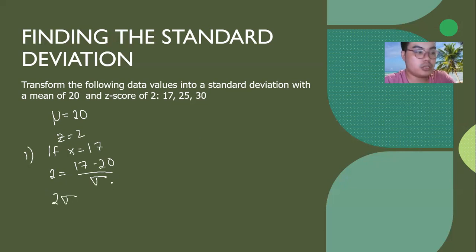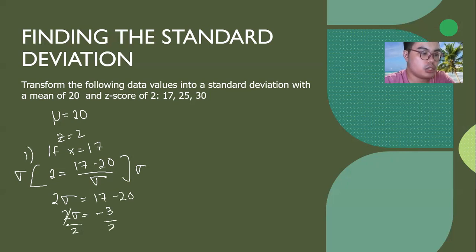So this will become 17 minus 20 over sigma, because what we're looking for is the sigma. I'll give you a short trick. You transfer the sigma there together with 2. So multiply both sides by sigma. So this will become 17 minus 20. So computing, this will become negative 3, then divided by 2. So your sigma will be negative 1.50. So the standard deviation based on this case is negative 1.50.